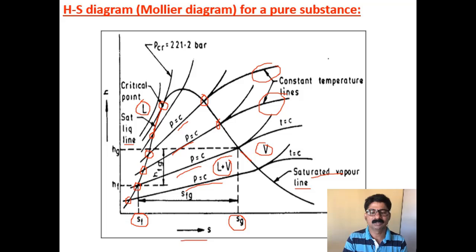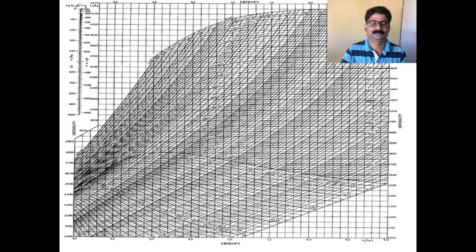Now this chart is available in your thermodynamic data handbook. It is a big chart, stuck to the last inner cover of your thermodynamic data handbook, and it looks like this. So this is the Mollier chart available in your data handbook. Here you have the saturated vapor line. You see this thick line, that is the saturated vapor line. All points along this curve are saturated vapor points.